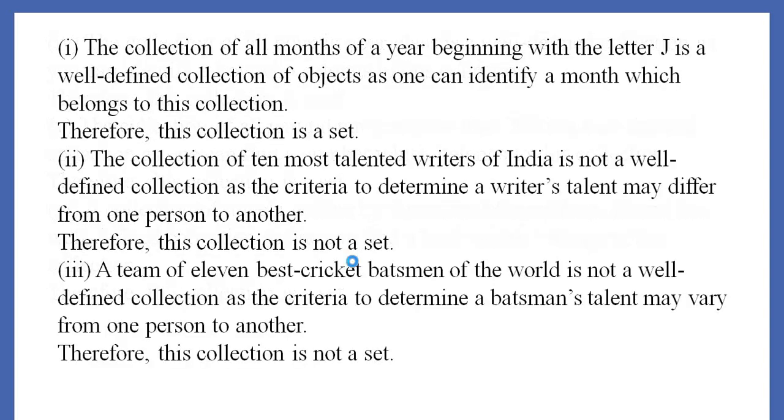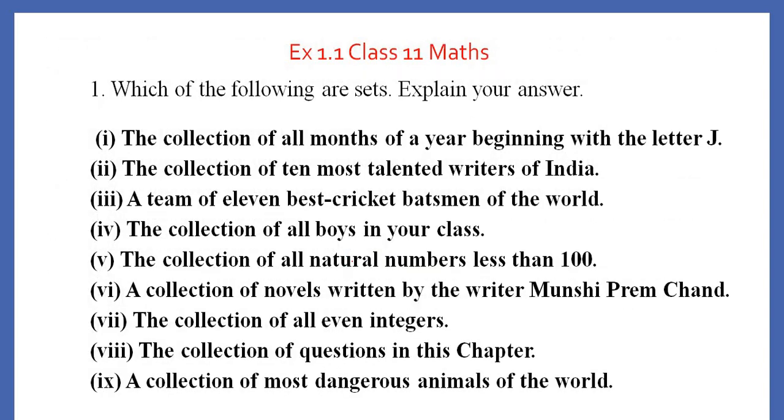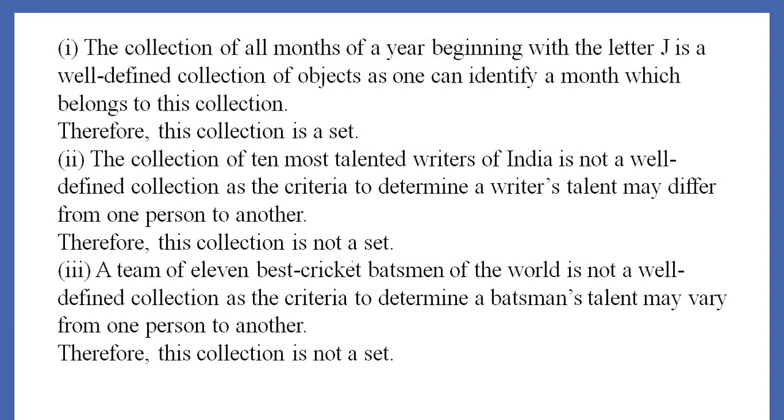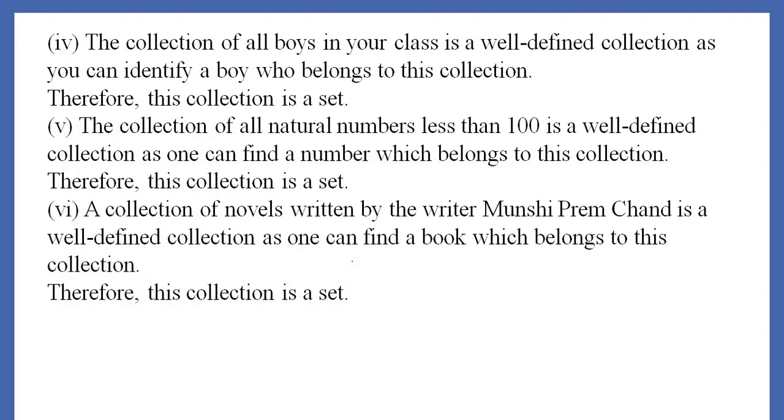Now move to the next question. Question number 6. A collection of novels written by the writer Munshi Premchand. Now that is also a well-defined collection, because one can easily find a book which belongs to this collection. Therefore this collection is a well-defined collection of distinct objects, therefore satisfying the property of being a set. Therefore this collection is a set.